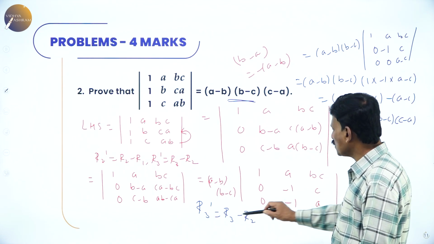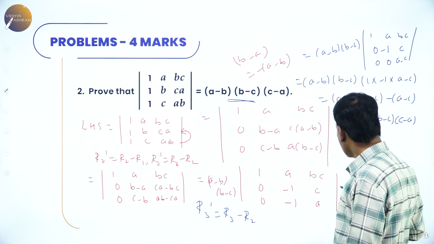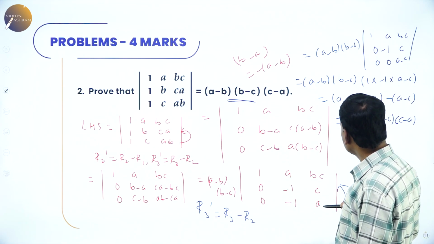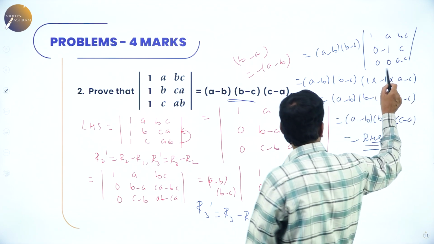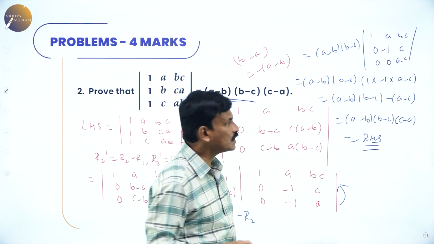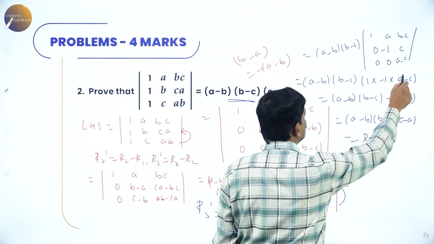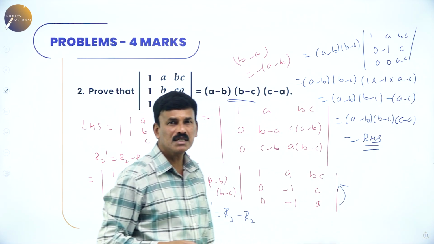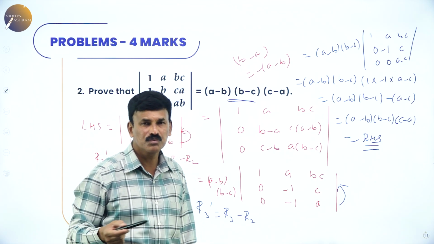For this, R2 dash is equal to R3 minus R2. So, 0 minus 0, minus 1 minus into minus plus 0, a minus c. Since all the elements below the principal diagonal are 0, this is equal to 1 into minus 1 into a minus c. Minus of a minus c is also equal to plus c minus a, which is the required answer. Hope you followed.